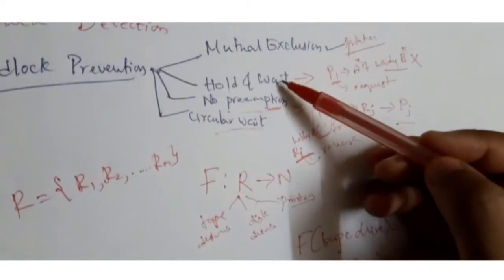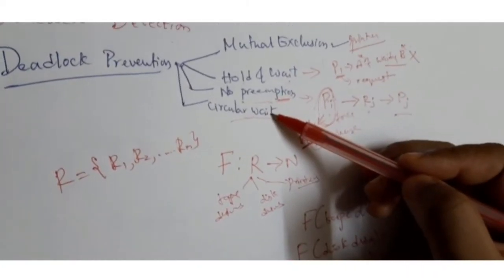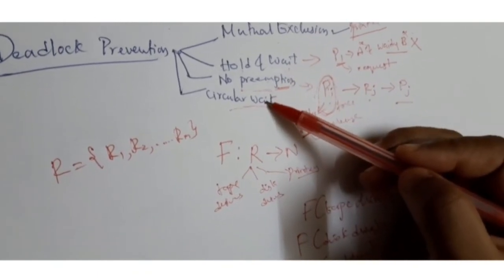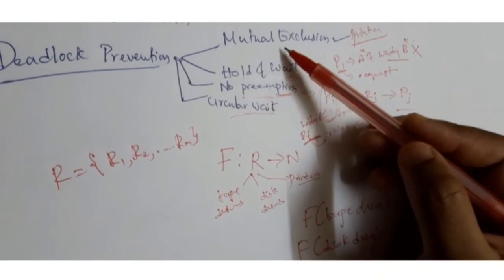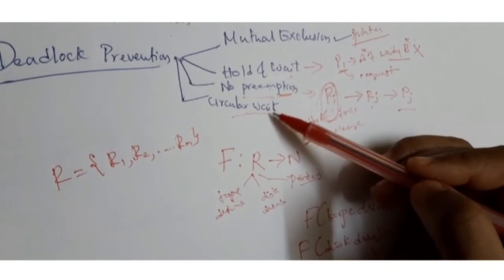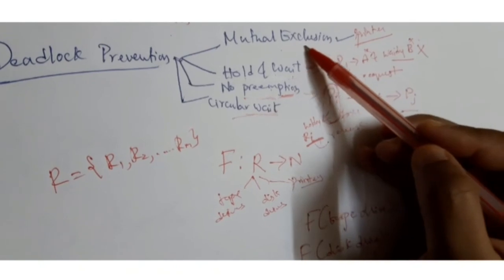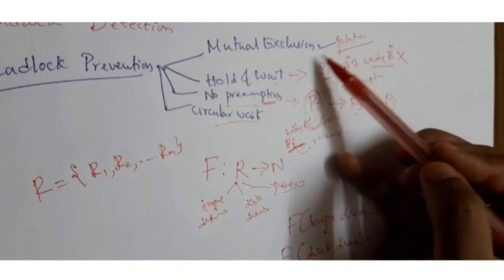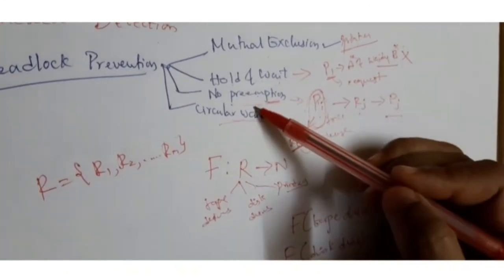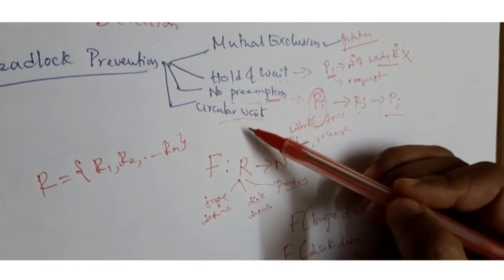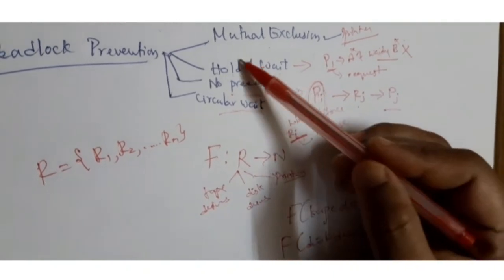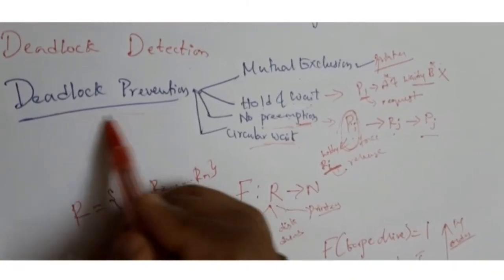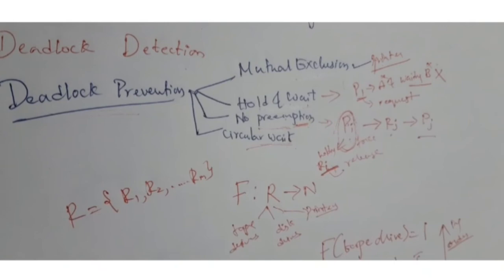So all these four conditions are necessary for a deadlock to occur. If in case any of these conditions fail, then we can tell that deadlock cannot occur. So in this example we have seen we cannot break mutual exclusion because a printer is a non-shareable resource. Then next, hold and wait can be broken. No preemption can also be broken. Circular wait can also be broken. Since these conditions are not satisfied, we can prevent deadlock. This is the explanation for your deadlock prevention.